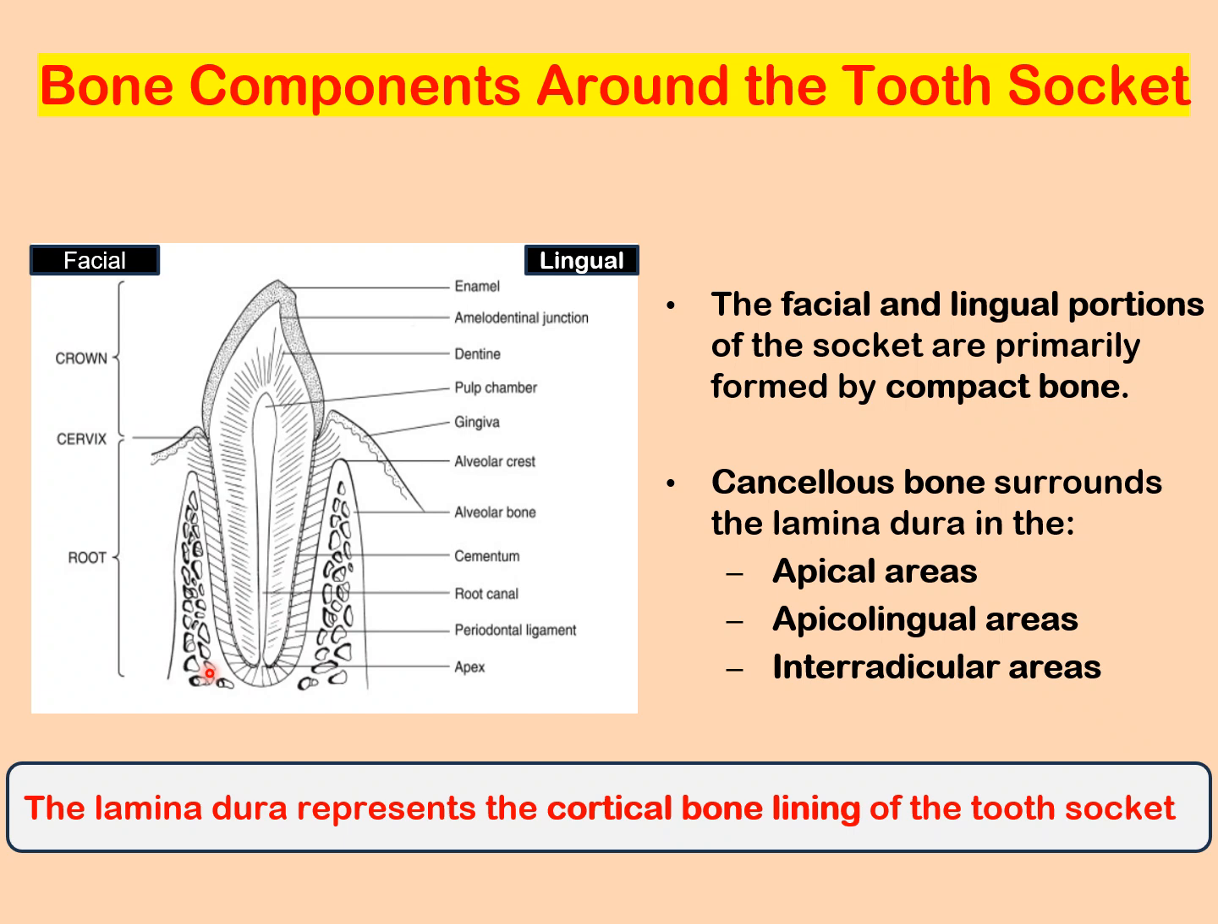So with the help of this diagram, let's understand the bone components around the tooth socket. The facial and the lingual portions of the socket are primarily formed by compact bone. Whereas in the apical areas, the apicolingual areas, and the interradicular areas in multi-rooted teeth, we can see the presence of cancellous bone. So the lamina dura represents the cortical bone lining of the tooth socket.